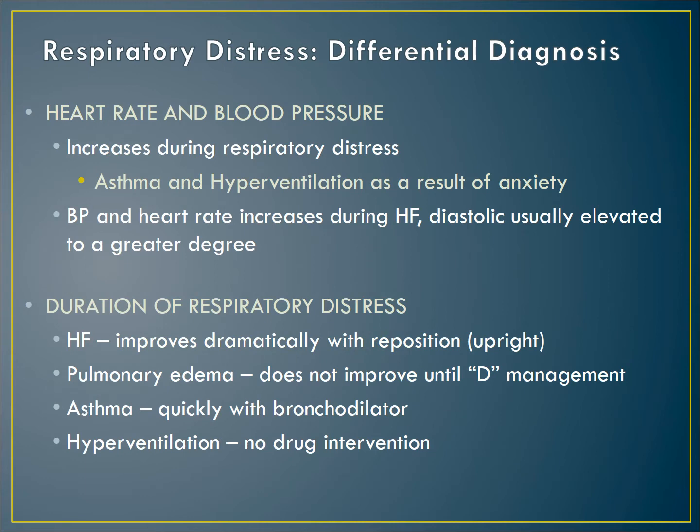Heart rate and blood pressure increases during respiratory distress, asthma and hyperventilation as a result of anxiety. Blood pressure and heart rate increase during heart failure, diastolic usually elevated to a greater degree. Remember, it's going up 10. Every time it goes up 10, it increases by 30%.